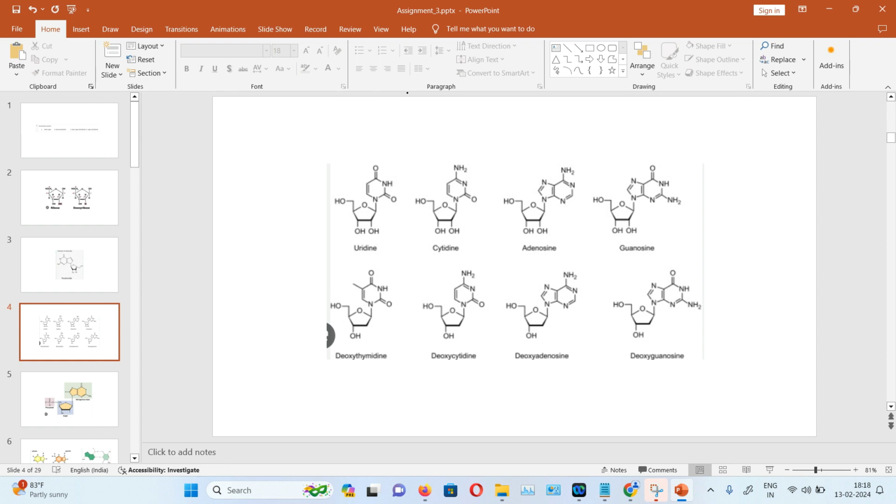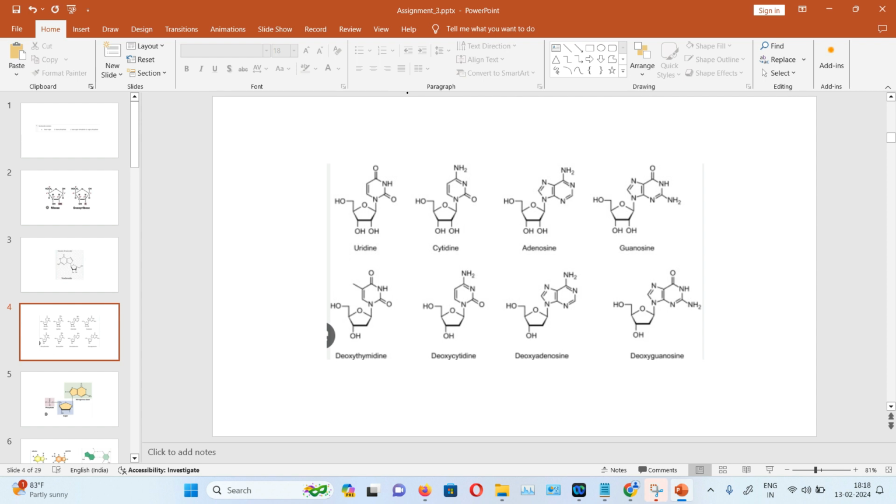Okay, you can call it uracil, and this is called thymine. In the case of cytidine, it's the same structure, only the difference is that the ribose sugar is removed to form deoxyribose sugar. So it's a deoxycytidine. In the case of adenosine, it's a deoxyadenosine because the ribose sugar is replaced with the deoxyribose sugar. In the case of guanosine, it's a deoxyguanosine.